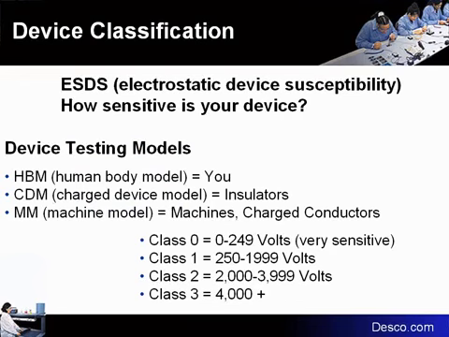So classifications came to bear on the human body model, which is operators or people, the charge device model, which would be insulators or devices at a workstation, and the machine model, which would be automating machines that are sometimes used in electronic assembly. The classifications have been set up currently as Class 0 from 0 to 249 volts, Class 1 250 to 1999, and on up. We do now even have people discussing Class 00 and Class 000 so as to get down to 0 to 50 volts for a Class 000 device.